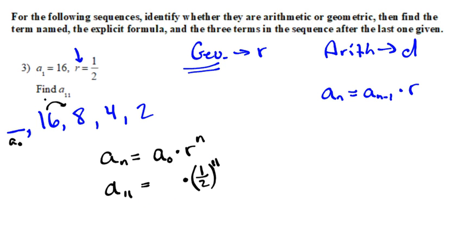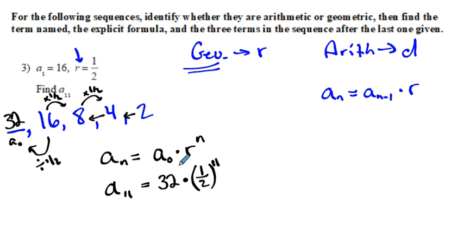Well, if we're multiplying by 1/2 to get from term to term going forward, then to go backwards, to get to a sub 0, we're going to divide by 1/2. Dividing by 1/2, that's the same as multiplying by 2. If you were to look this direction, 2 times 2 is 4, 4 times 2 is 8. So 16 times 2 would get us 32, and that is a sub 0. It's what goes in there.